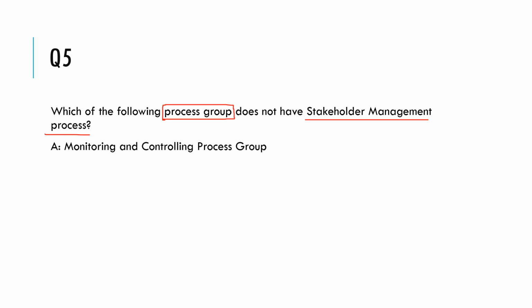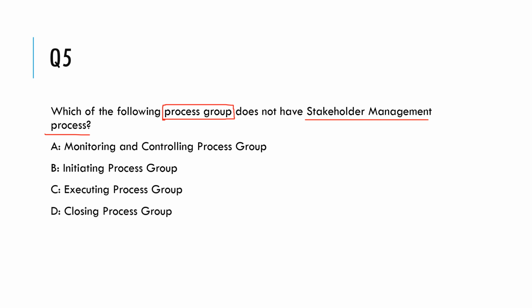Option A, monitoring and controlling process group. Option B, initiating process group. Option C, executing process group. And option D, closing process group.